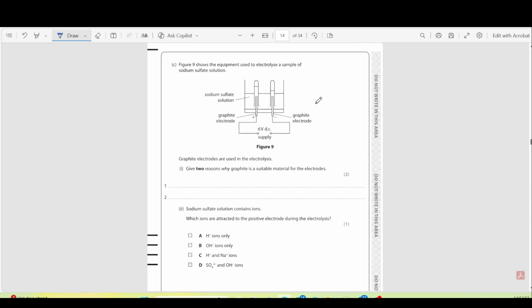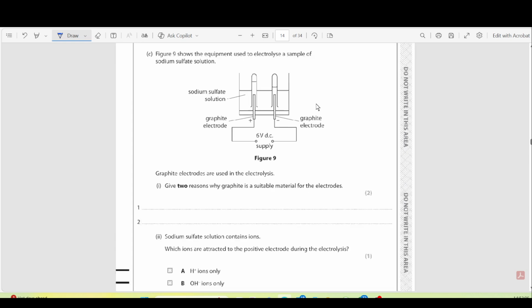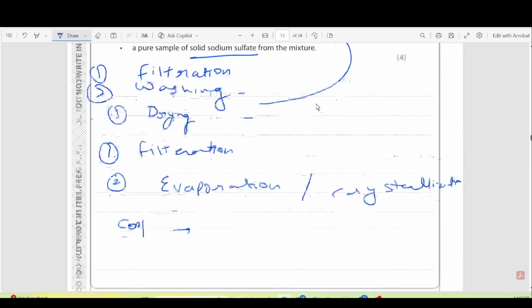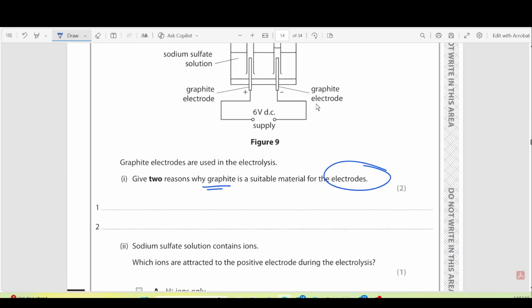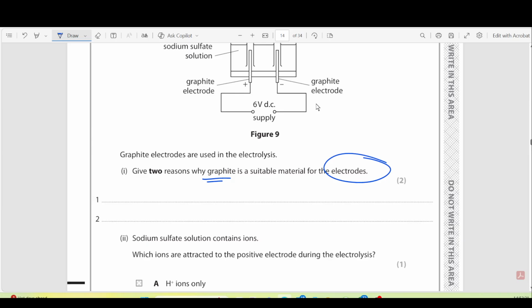Okay, this is our next question. This is part C. This experiment shows the equipment used for electrolysis of sodium sulfate solution. Why do we use graphite as the electrodes? That's the question. Because it is an excellent conductor of electricity. So we can write good conductor of electricity. Graphite is a good conductor of electricity, and it is chemically inert.